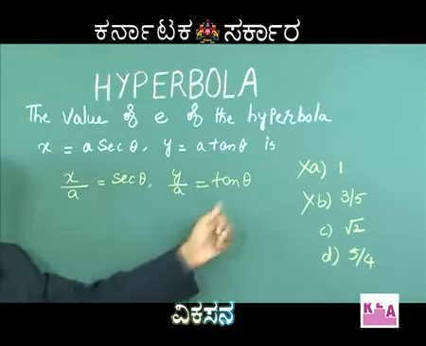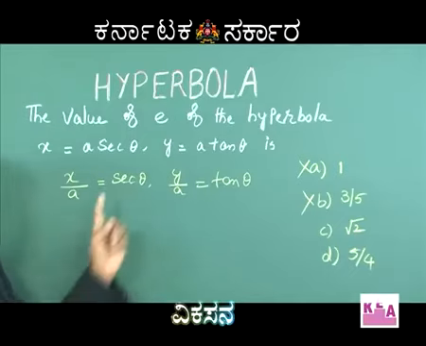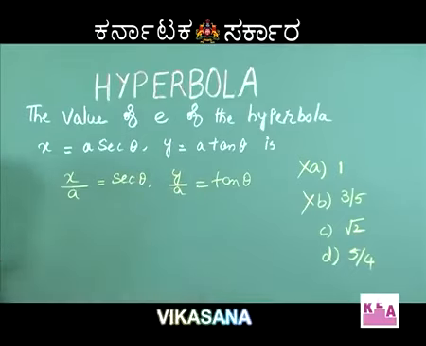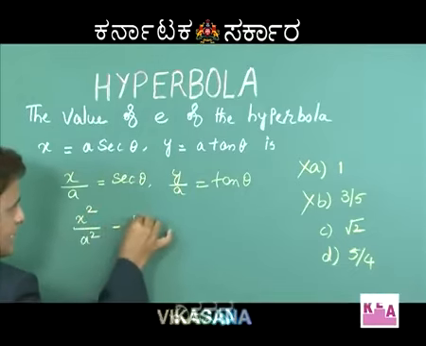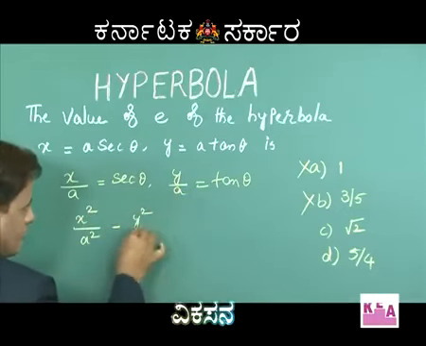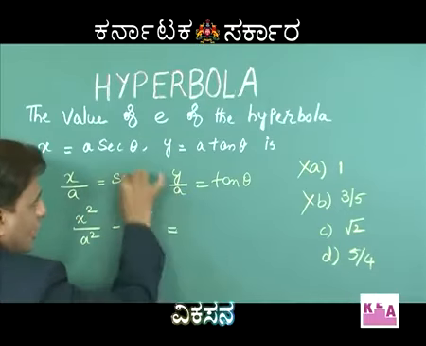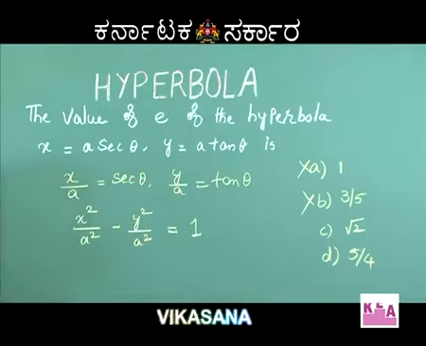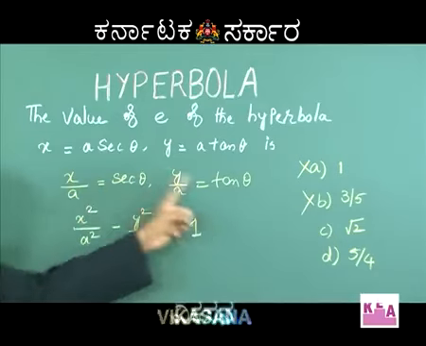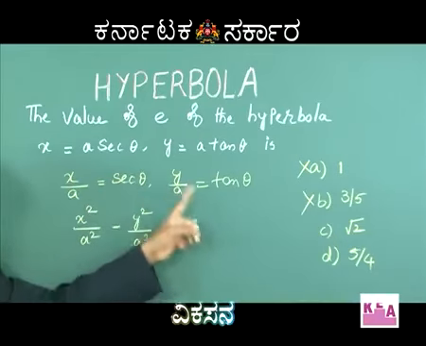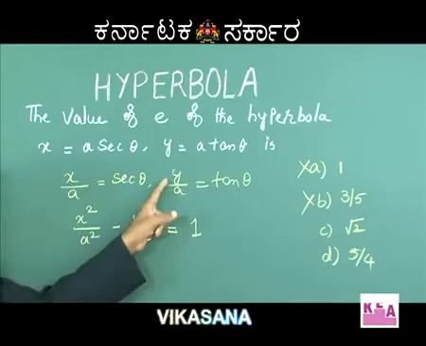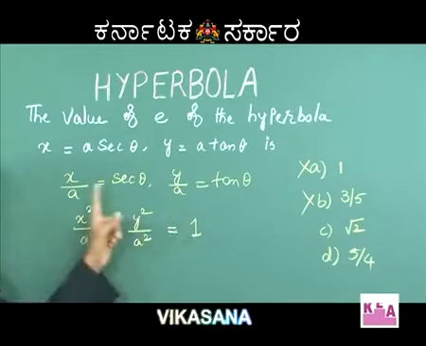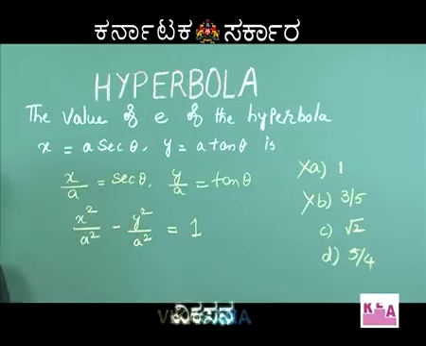Because sec square theta minus tan square theta is equal to 1. So you cannot add sec square theta and tan square theta. So square and subtract, and in the hyperbola we have to get x square by a square minus y square by b square is equal to sec square theta minus 1. But why are these two equations not multiplied or added? Because in the hyperbola we need x square by a square minus y square by b square. That is the only option. We have to square and subtract these two equations.